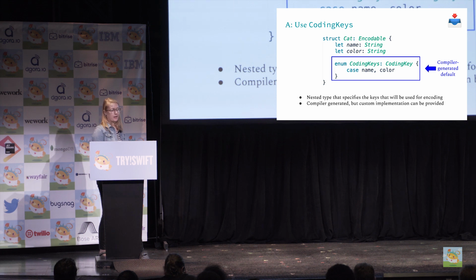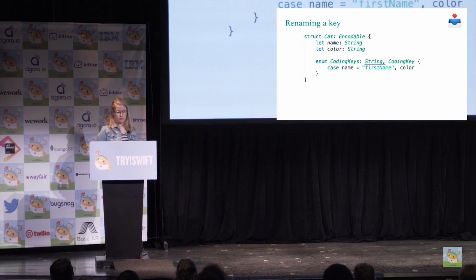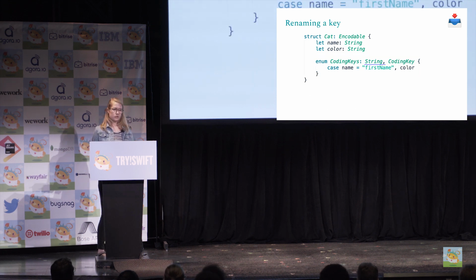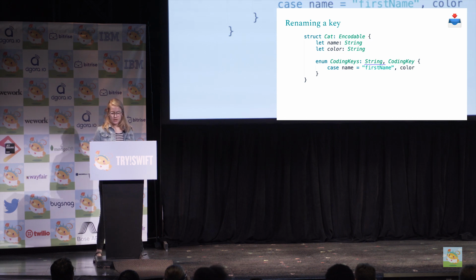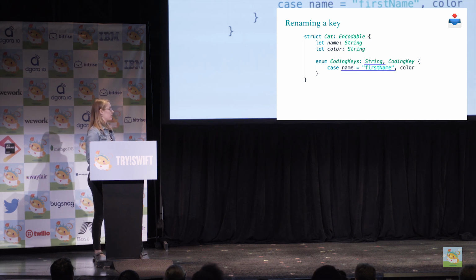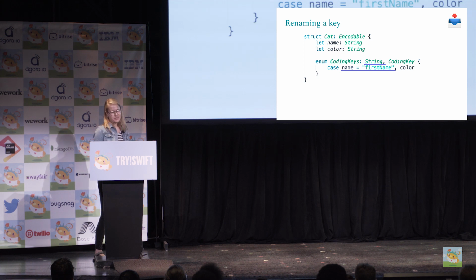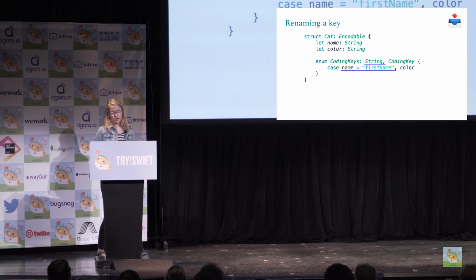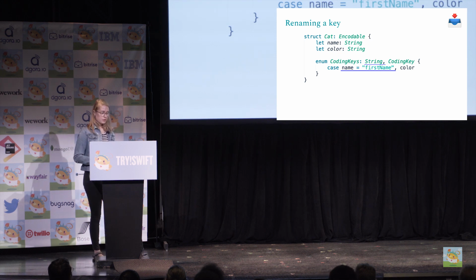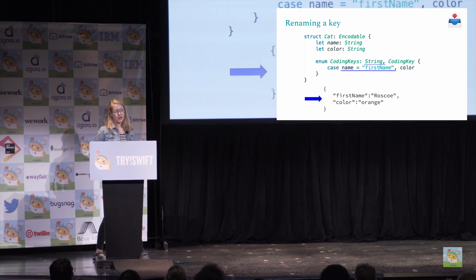So if we wanted to provide a custom implementation of this to rename a key, we can do something pretty cool, which is we give the raw type of our enum as a string. And then we're able to override the string value for a particular case. So in this case, I'm saying encode the name property under the string first name, and just encode color under the string color. And so if I do that, and then I encode my cat, I will get this output that I want, where the key is renamed.